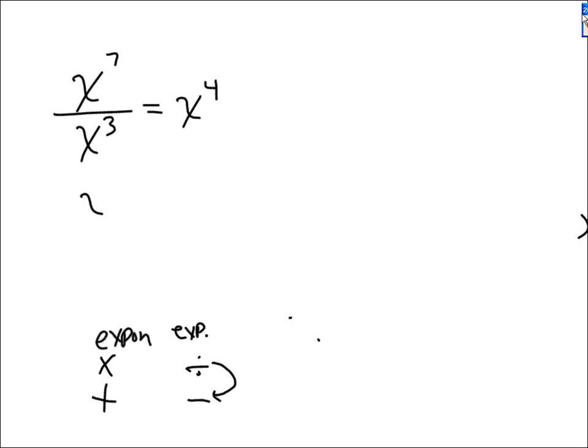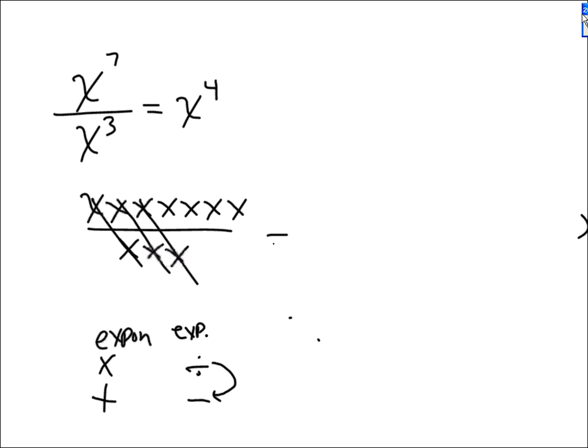But you should really see this. This here is x to the 7 divided by x cubed. This is x to the 4th. Why were there 4 x's left over? Because the top number, 7, was 4 more than the bottom number. How do you find out how much bigger one number is than the other? You do subtraction.